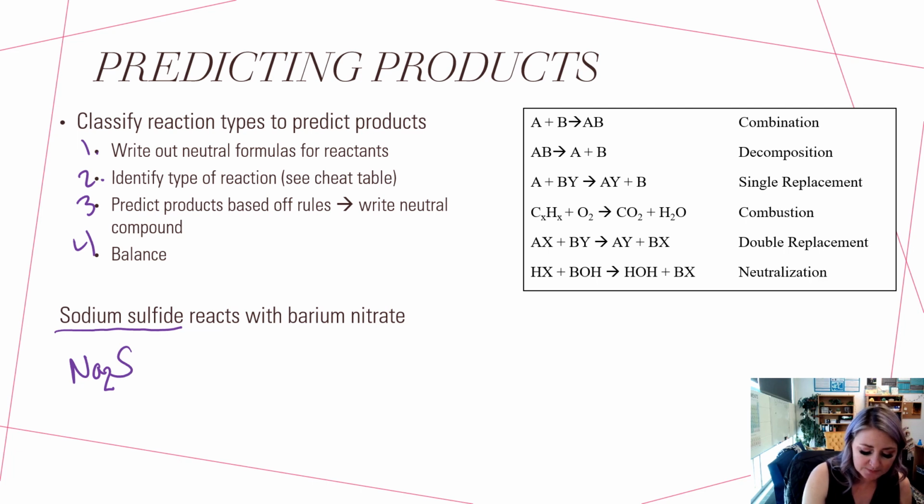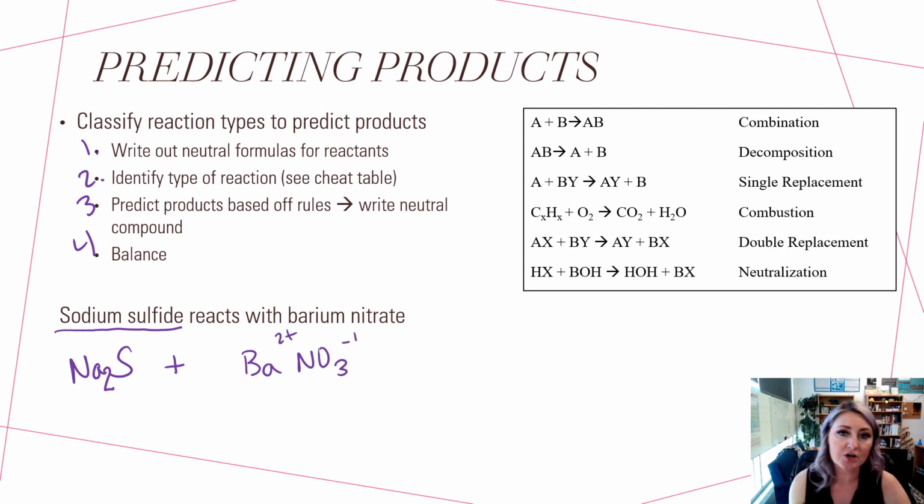Okay, reacts with means plus. Barium nitrate, that's Ba with a 2+ charge. Nitrate is NO3 with a -1 charge. So when I drop and swap, I'm going to actually need to add parentheses and put that 2 as a subscript outside of that, because I don't want it to look like I have 32 oxygens, because that's insane. So now I have 2 neutral compounds.